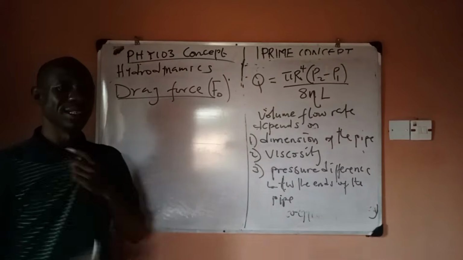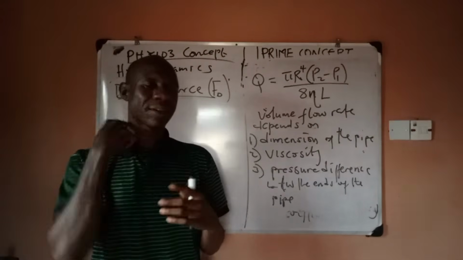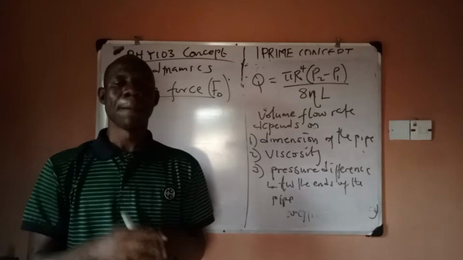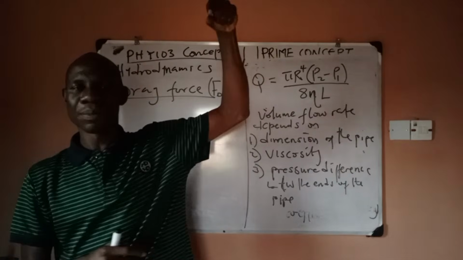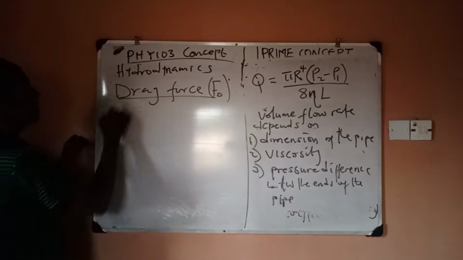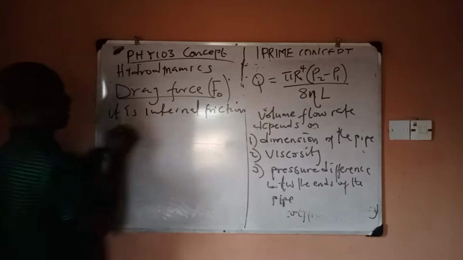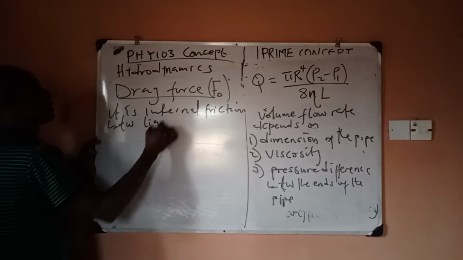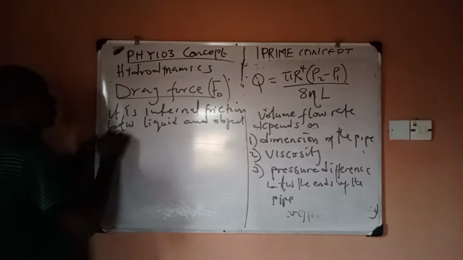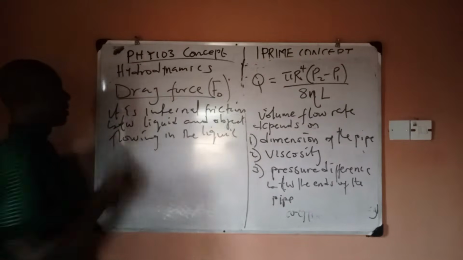But what is viscosity? Viscosity is internal friction between layers of liquid. What is drag force? Drag force is actually friction between a liquid and an object flowing in the liquid. So drag force is friction. It is internal friction between liquid and object flowing in the liquid. So that is drag force.